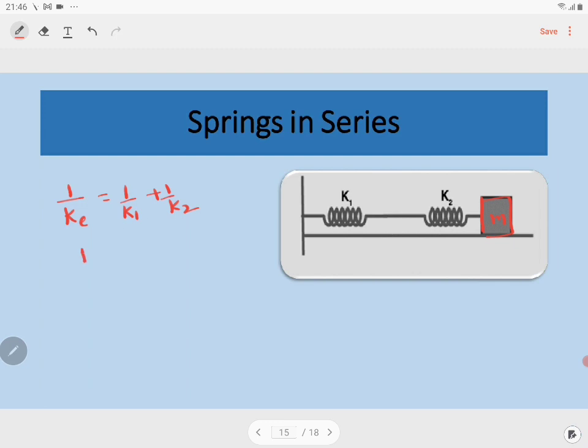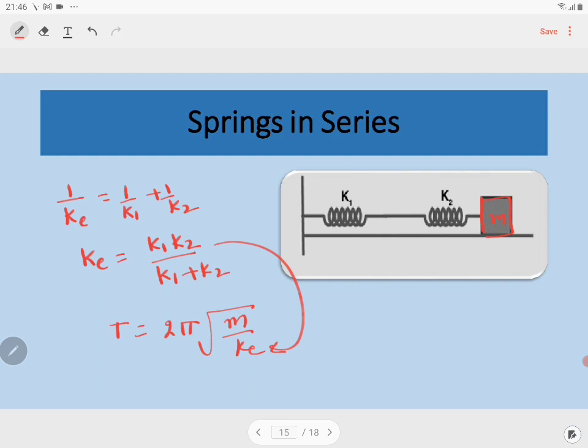For two springs in series, you can solve this. You will get K effective equal to K1 K2 divided by K1 plus K2. Now see children, the time period is given by 2 pi root over m divided by K effective. You substitute this K effective here. This is how you get the time period when springs are connected in series.